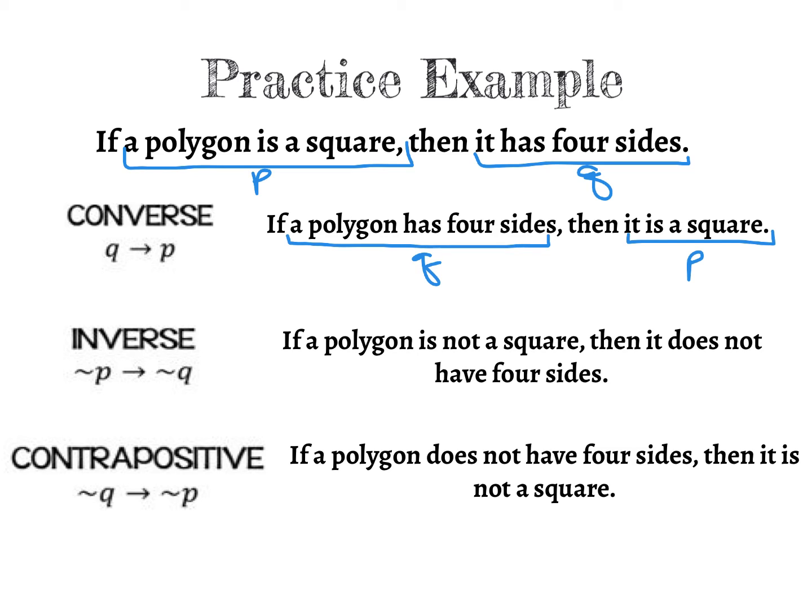Now, if we assess the original statement, it is true. If a polygon is a square, then it has 4 sides, right? A shape that is a square has 4 sides. It's true. A square will always have 4 sides.